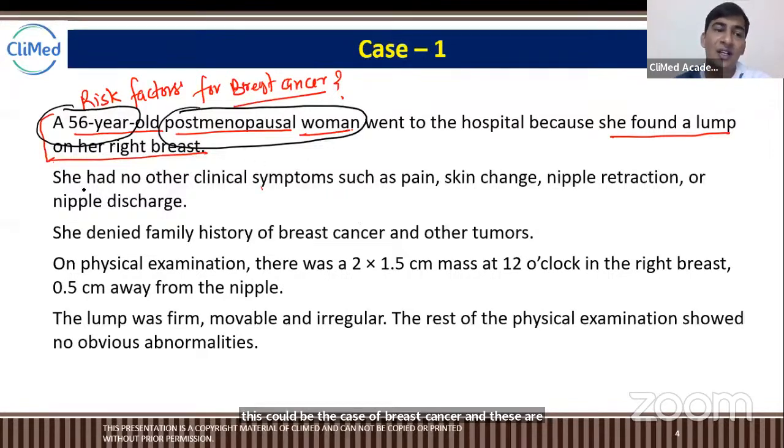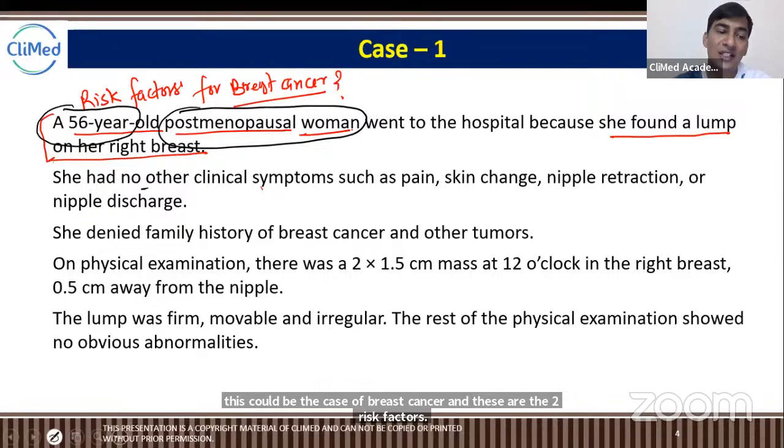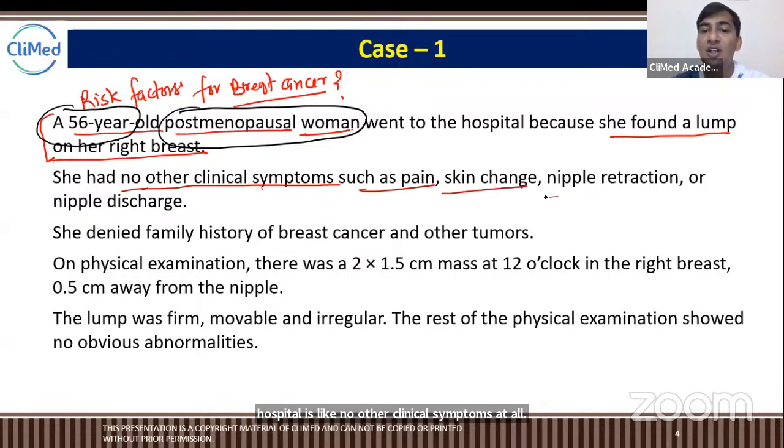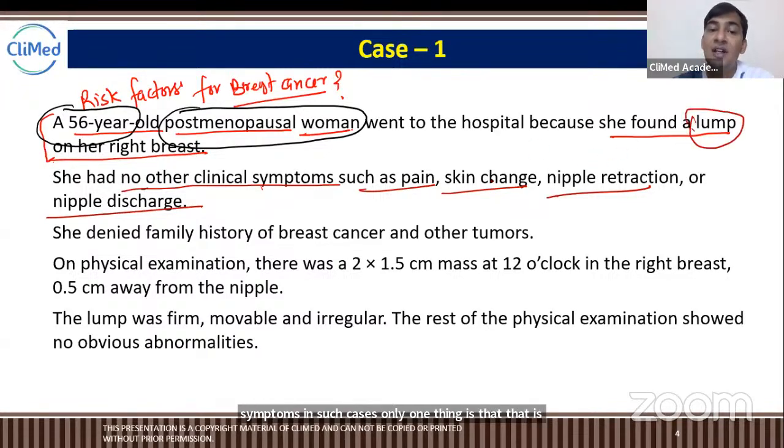Now let's go to the next line. She had no other clinical symptoms. See, how the patient presents to the hospital: no other clinical symptoms at all. No pain, no skin color change, no nipple retraction, no nipple discharge. Can you imagine? There are no symptoms in such cases. Only one thing is there, that is the lump. This lump is not even paining, and there are no skin changes, nipple retraction, or nipple discharge.